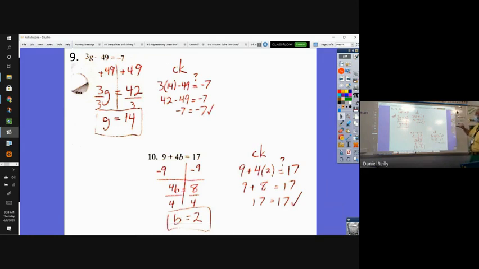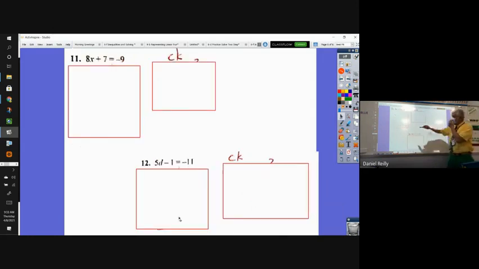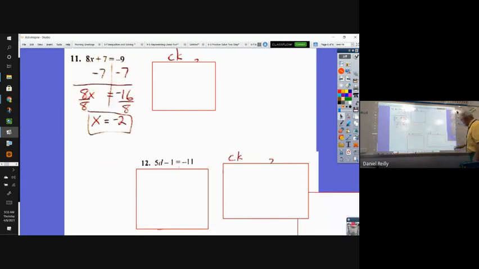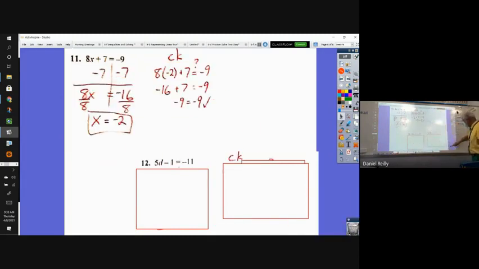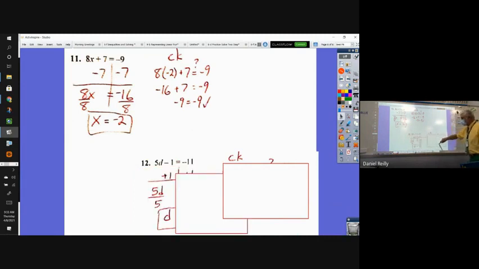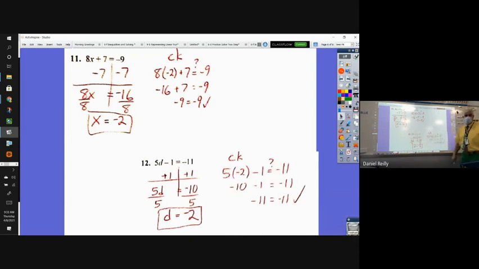And the last 2, x equals -2. There's my check. And d equals -2 again. And there's my check. All right.